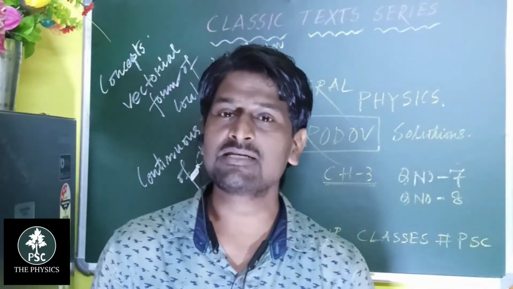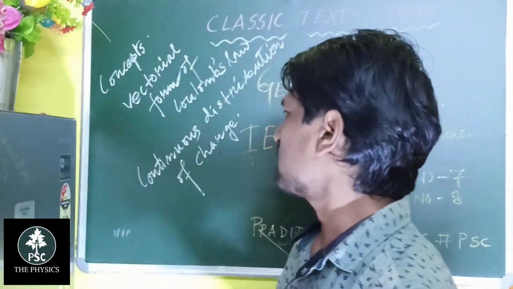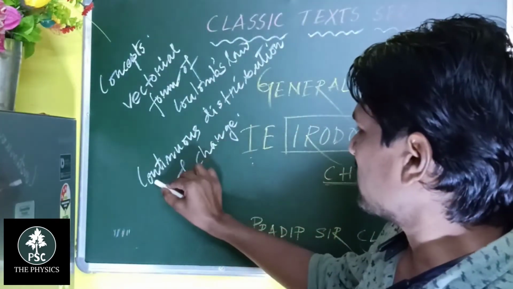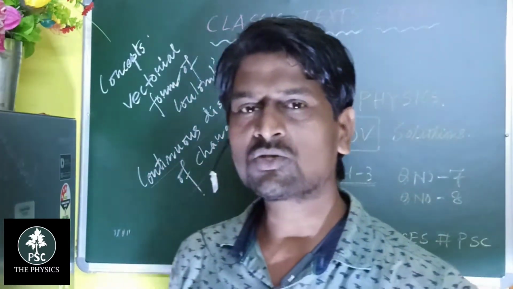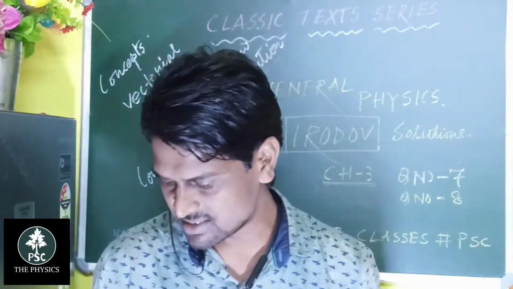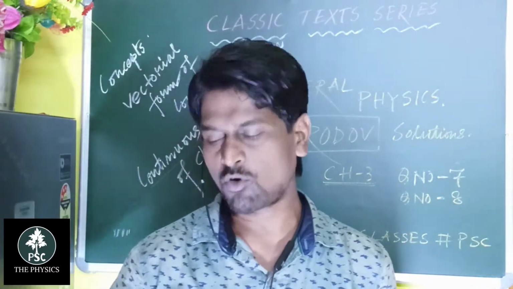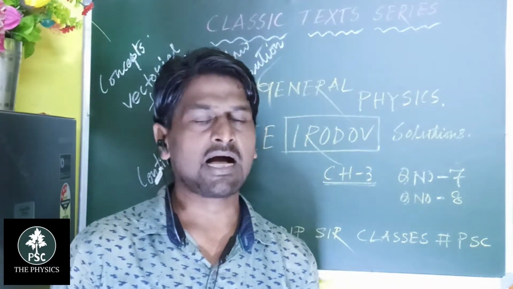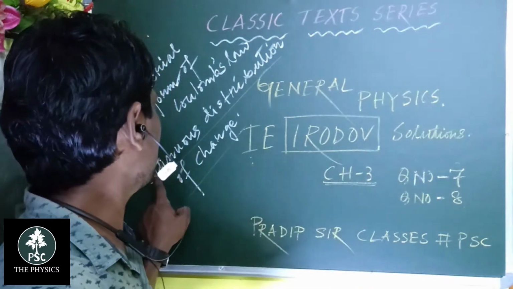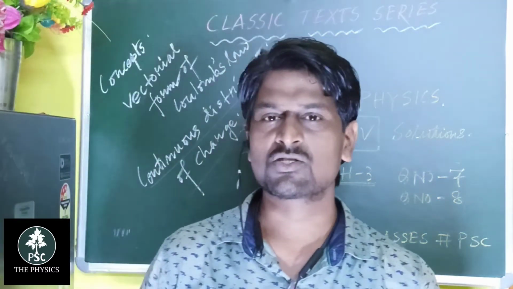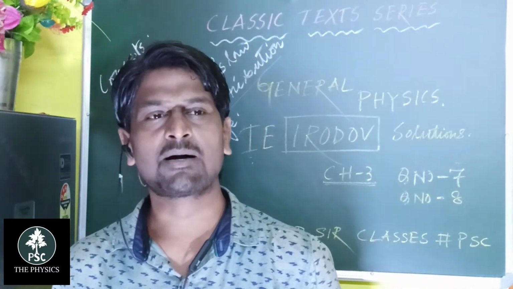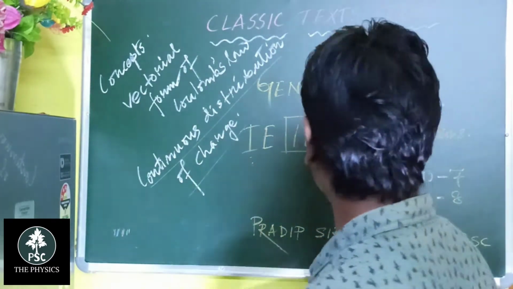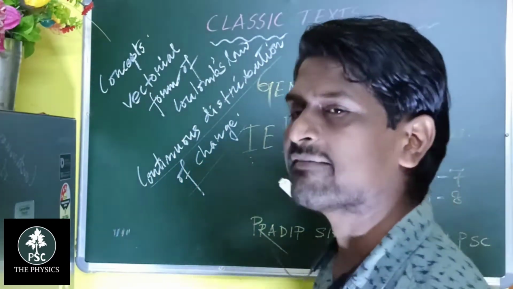For question number 7 and 8, you have to clear your concepts about the vectorial form of Coulomb's law as well as the continuous distribution of charge. So students, what is continuous distribution of charge and the vectorial form of Coulomb's law? First of all, I want to make a video on that particular topic, continuous distribution of charge, and it will be uploaded shortly. Okay, so we start with Coulomb's law, the vectorial form of Coulomb's law, which is related to question number 7.